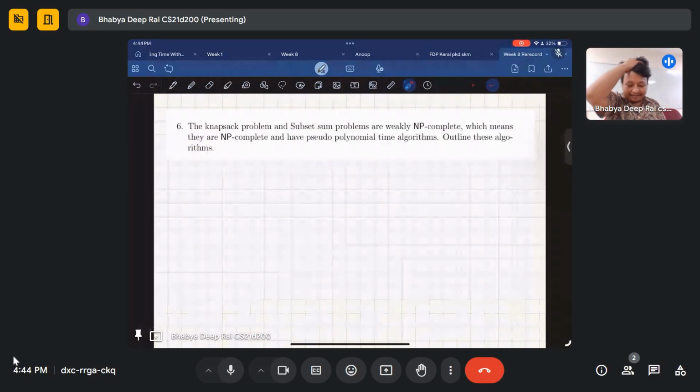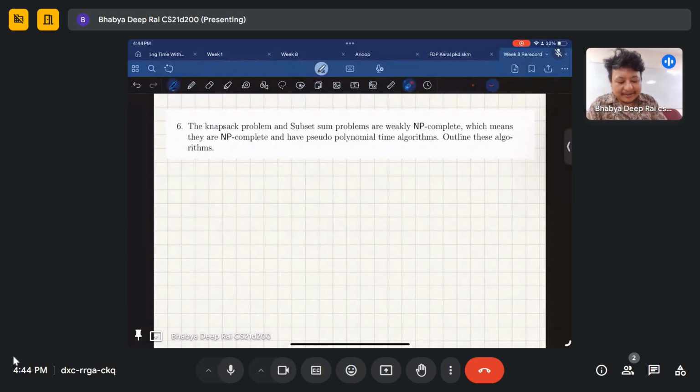So the next question, I won't really solve it, I just want you to be aware of it. This concept of weakly NP-complete: the knapsack problem and the subset sum problem are what are called weakly NP-complete. This means that they are NP-complete but have pseudo-polynomial time algorithms. So look into these algorithms. These are very popular algorithms. You may already have seen them, the DP knapsack algorithm.